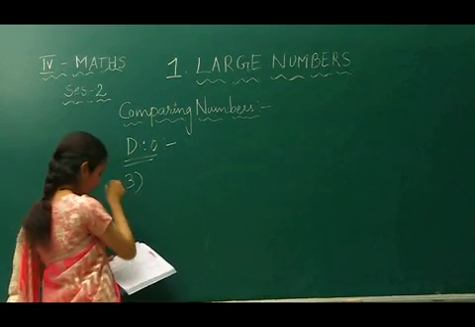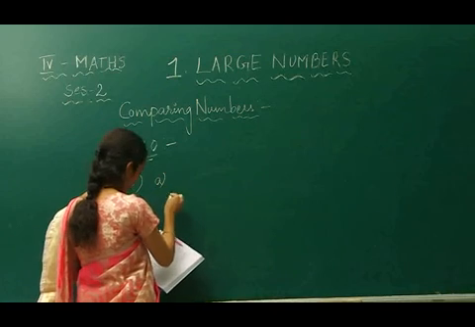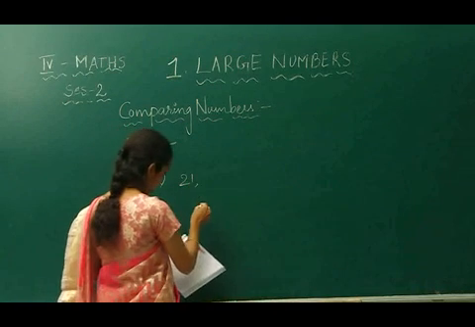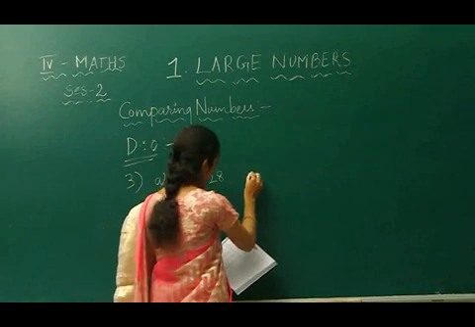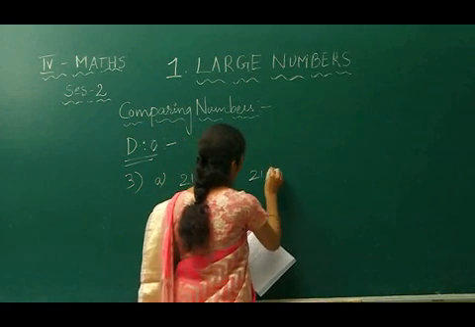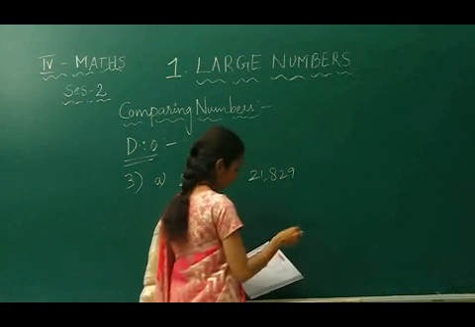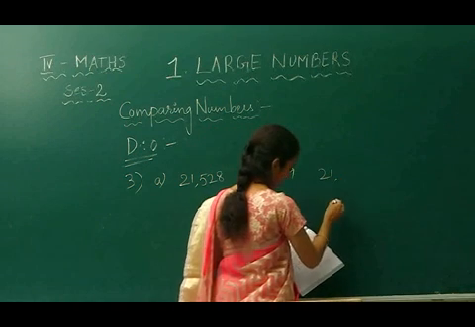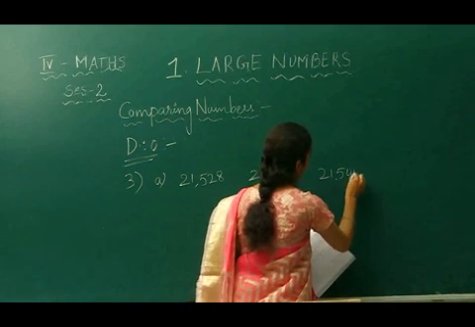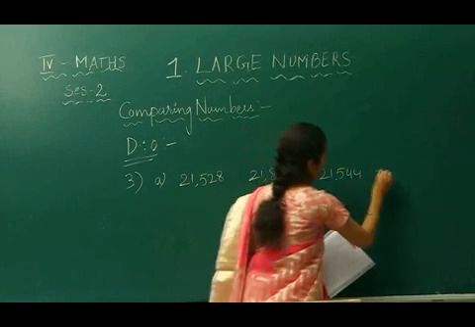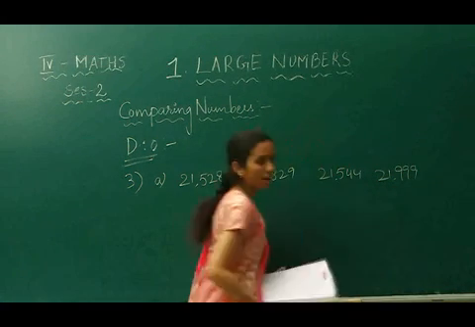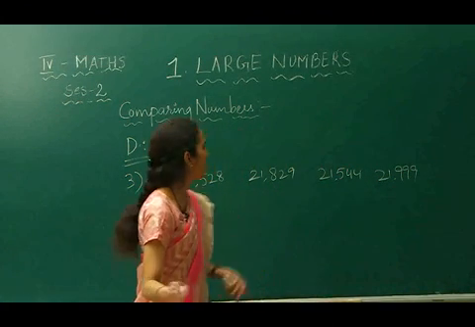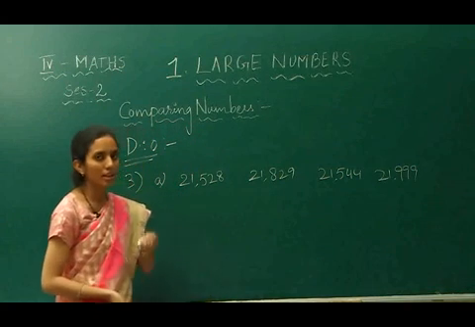This is the third question. Write the numbers in the decreasing order. What are the numbers given here? 21,528, 21,829, 21,544, 21,999. These are the given numbers. So, now we have to write them in the decreasing order.